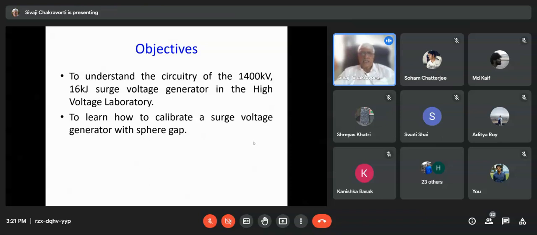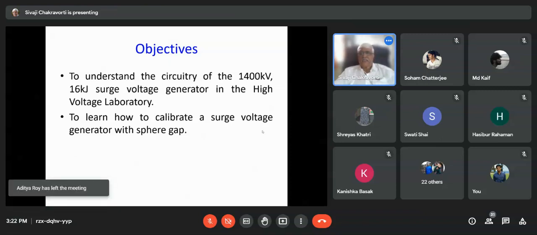So basically, you have seen that the title is Study and Calibration of Surge Voltage Generator, which is also known as Impulse Voltage Generator. Now, by the way, if I ask you, what are the different types of voltage, so far as wave shape is concerned in our system? Wave shape wise, what are the different types of voltage? Any idea?